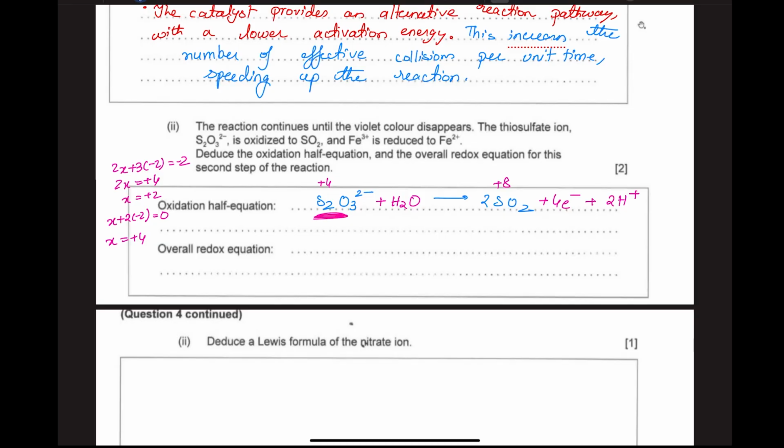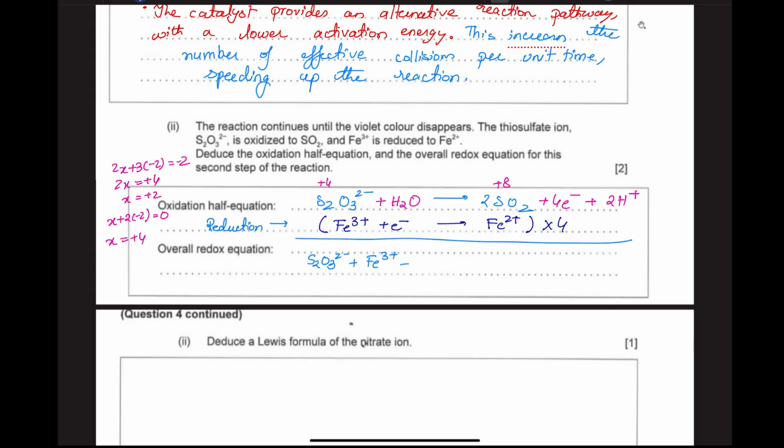Now, in order to write the overall redox reaction, I also need the reduction half. This would be the reduction half one. So Fe3+ is reduced to Fe2+. It's just Fe3+ plus an electron gives you Fe2+. Done. Now to write the overall reaction, I'll multiply the second reaction by 4 in order to cancel out electrons. If I multiply it by 4, there'll be 4 electrons here and 4 electrons here. When we add them, these will get cancelled out. So S2O3 plus 4 Fe3+ plus H2O gives you 2 SO2 plus 4 Fe2+ plus 2H+. This is your overall redox reaction.